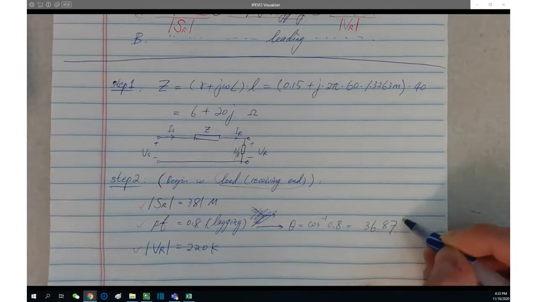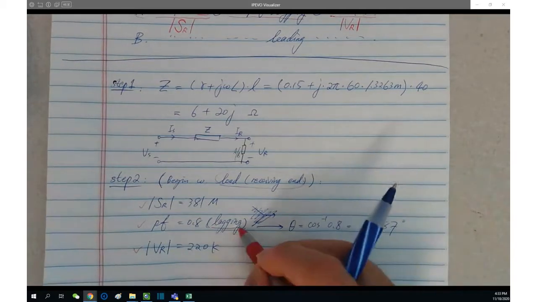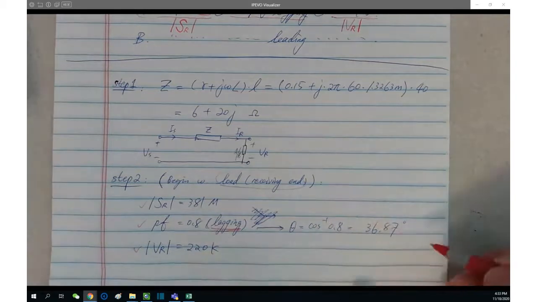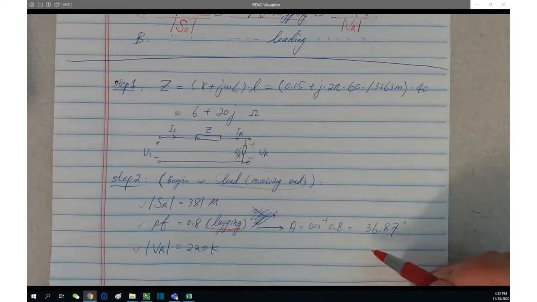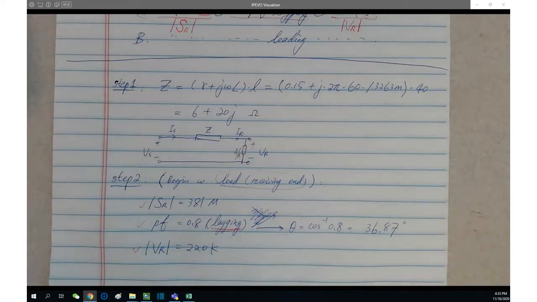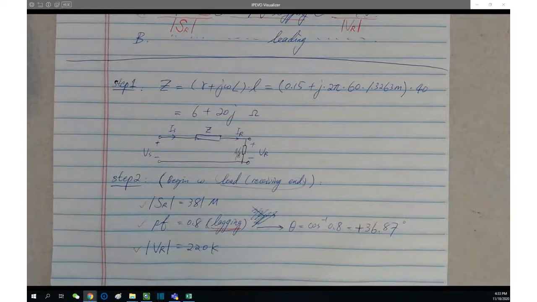36.87 degrees. However, the point is we need to rely on lagging or leading to determine the sign of this angle. So if the lagging power factor, is theta positive or negative, anyone still remember? Lagging power factor, the theta is positive or negative? Positive, very good. I saw several of you provided the correct answer. It's positive.